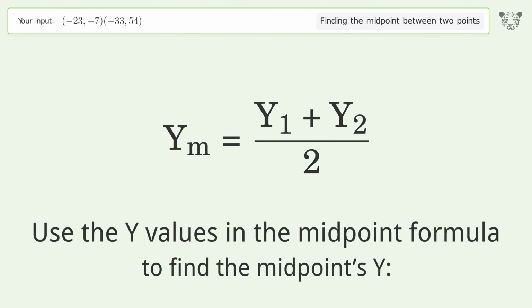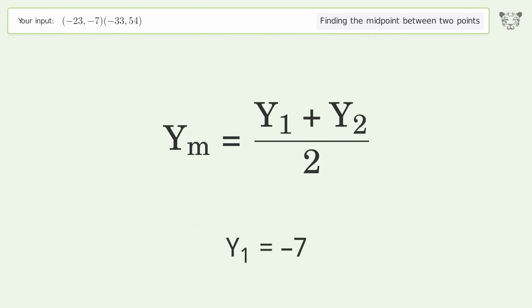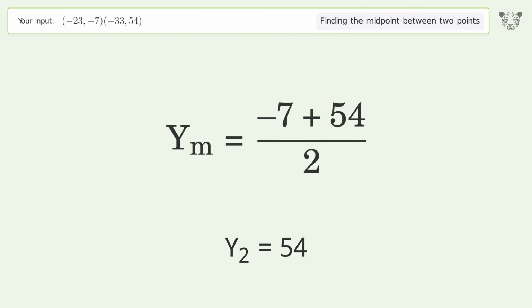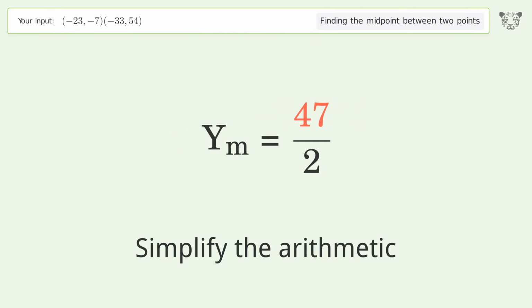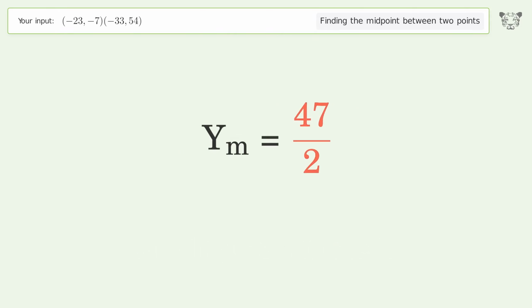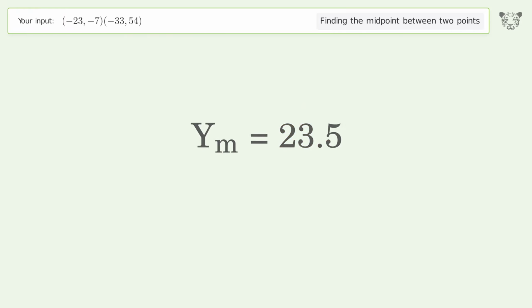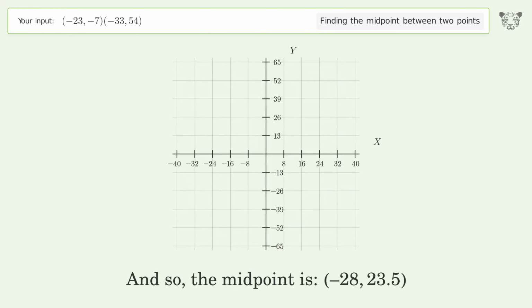Use the y values in the midpoint formula to find the midpoint's y. y1 equals negative 7. y2 equals 54. Simplify the arithmetic. And so, the midpoint is negative 28, 23.5.